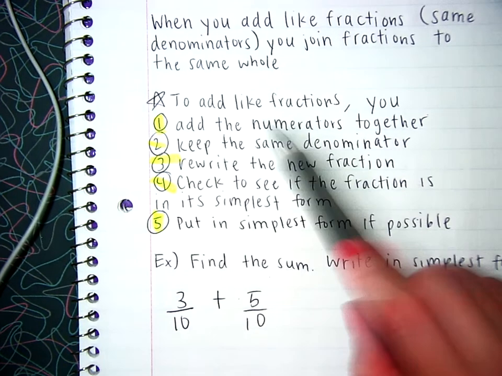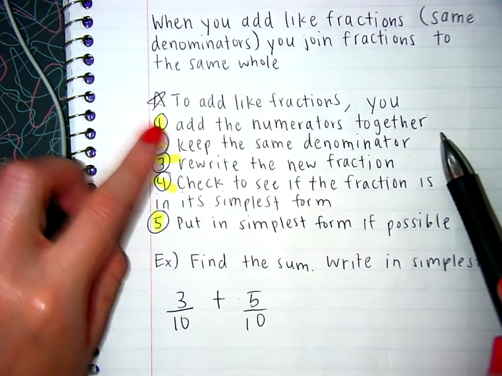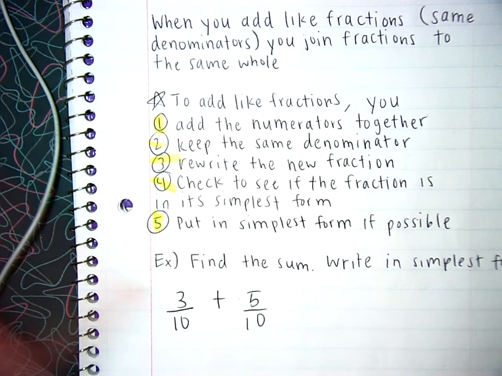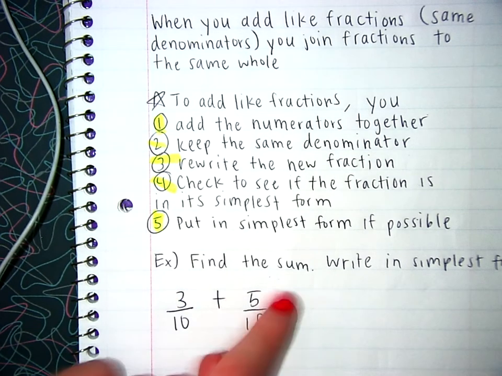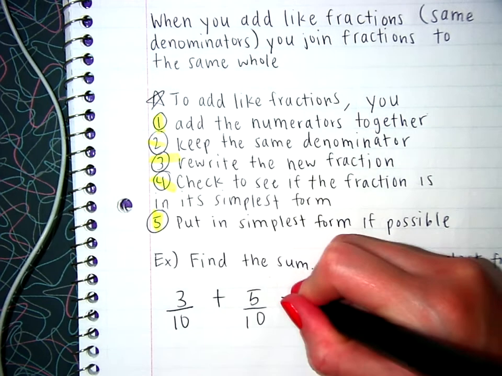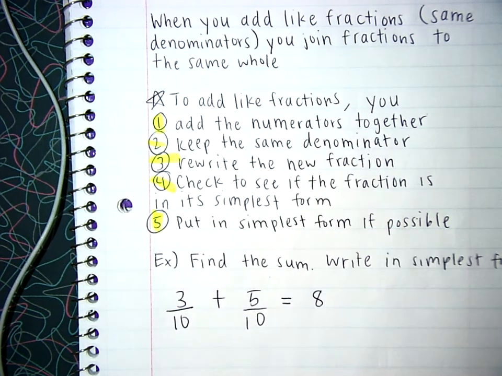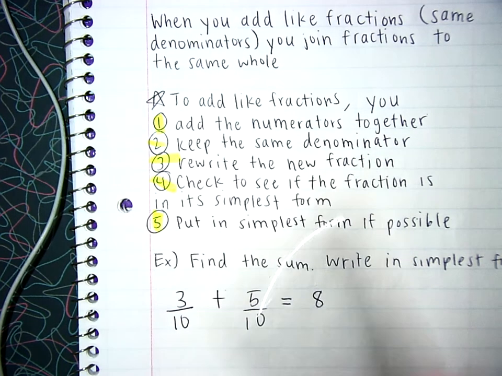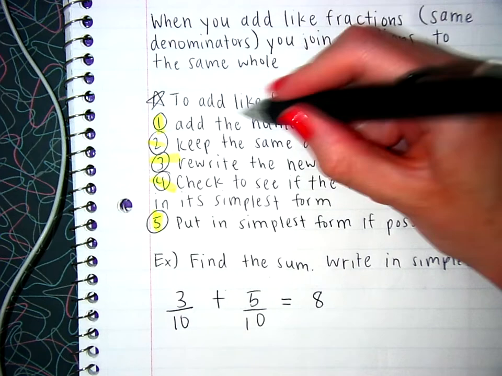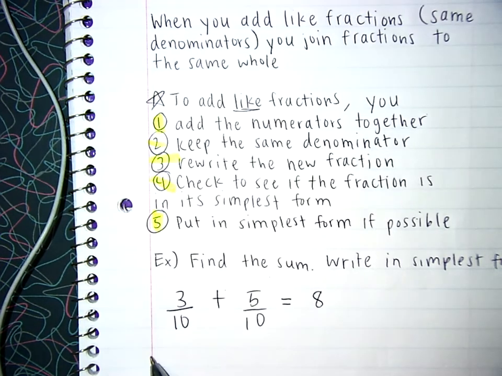So we are here to add like fractions. First step, you are going to add the numerators together. If I look here, 3 plus 5 equals 8. Easy enough. That is you adding the numerators together. Then you keep the same denominator. They both share the denominator of 10. This makes them like fractions because they share the same denominator.